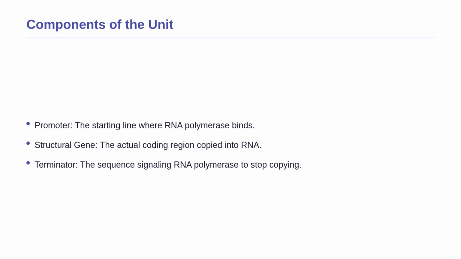This brings us to the anatomy of the transcription unit itself. It consists of three critical regions. First is the promoter, which acts as the starting line where the enzyme RNA polymerase binds to initiate the process, though it is not itself copied into RNA. Next is the structural gene, which is the actual coding region that gets copied into the RNA molecule. Finally, we have the terminator. This is the sequence that signals the RNA polymerase to stop copying and detach from the DNA. Together, these three components ensure transcription begins and ends at the precise locations required.